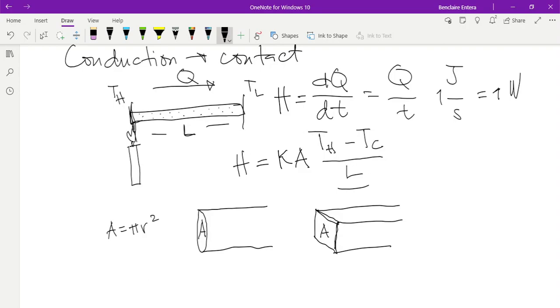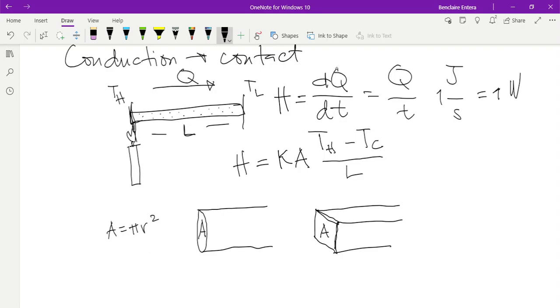Now what can we learn from this equation? The rate of heat transfer is directly proportional to K. The greater this value, the faster the heat transfer. It's also proportional to the cross-sectional area. The bigger the cross-sectional area, the faster the heat transfer. But it's inversely proportional to length. The longer the path or the length that the energy travels, the smaller the heat transfer.